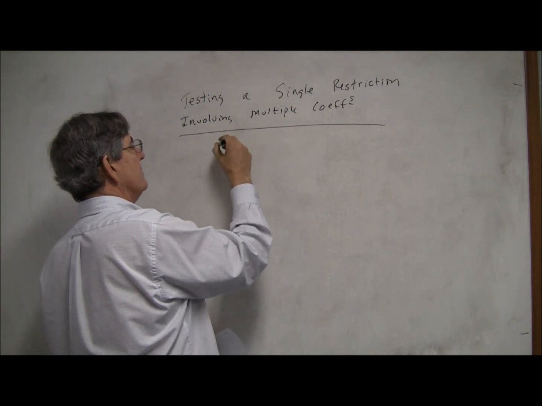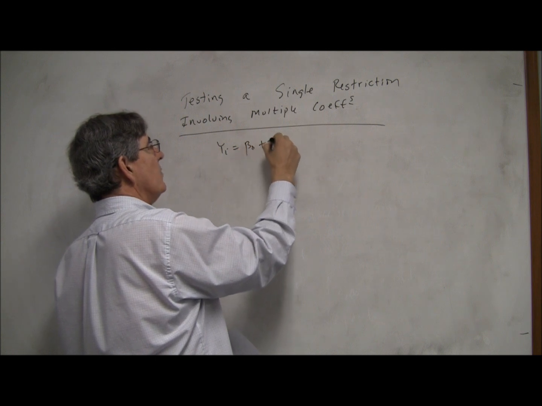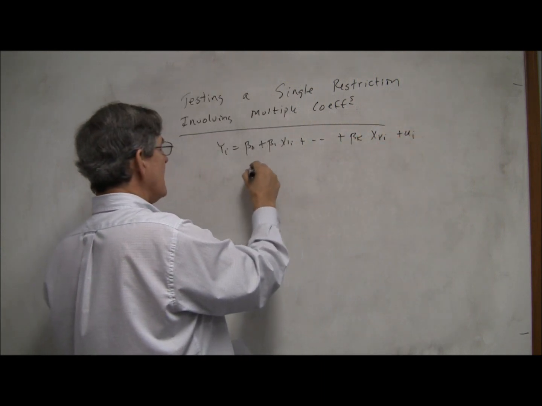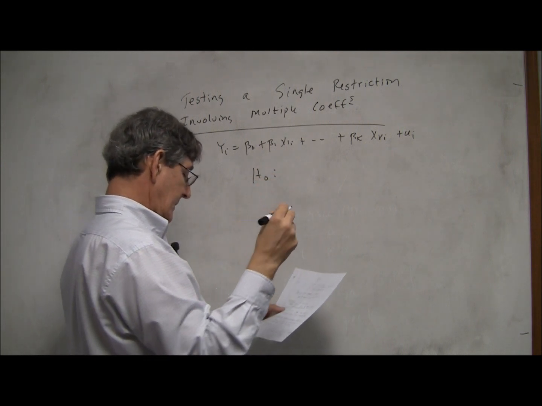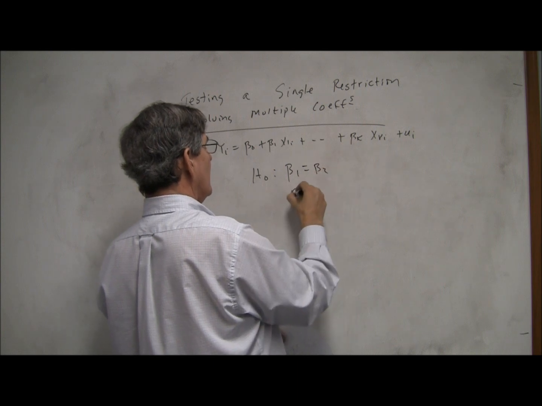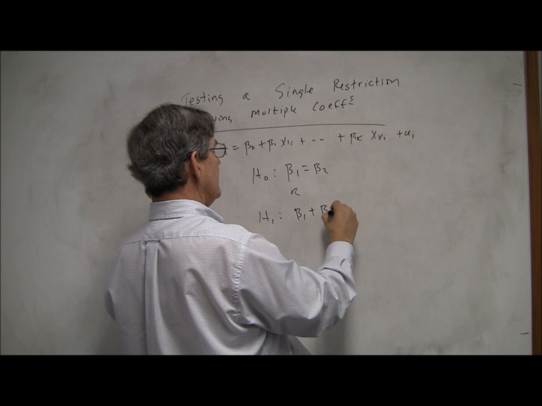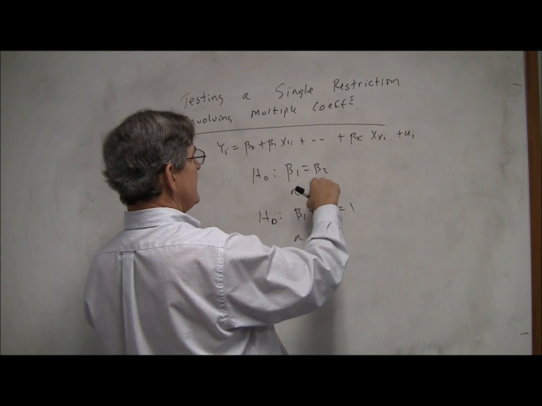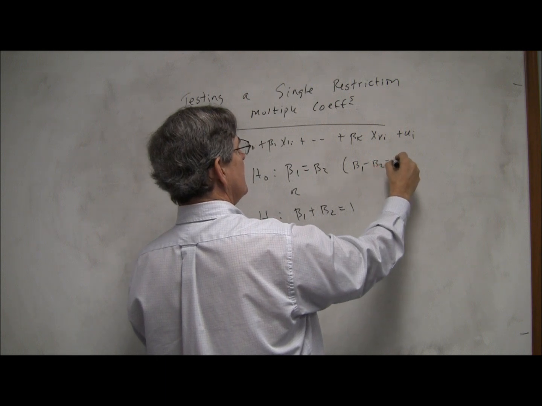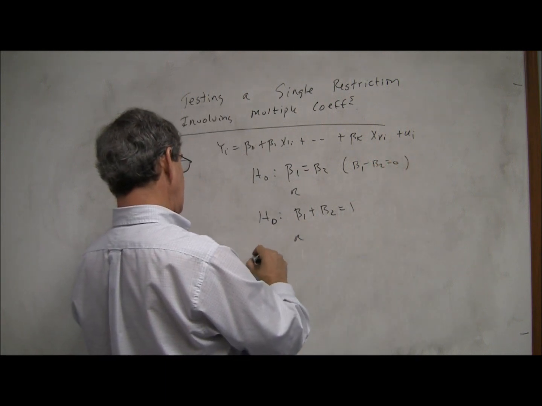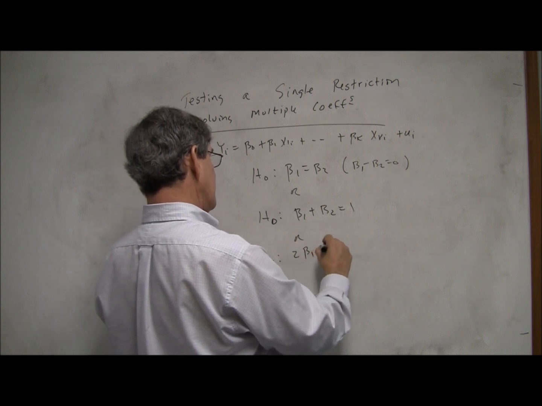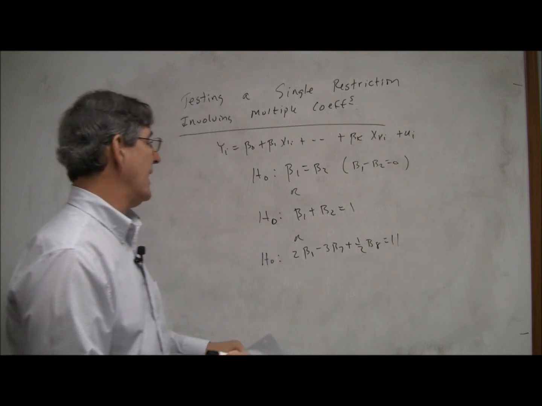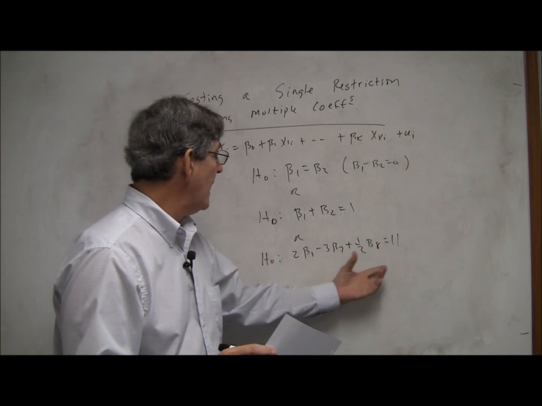So if we had a model like yi is beta 0 plus beta 1 x 1i plus beta k x ki plus ui, we're talking about hypotheses like beta 1 equals beta 2, or a null like beta 1 plus beta 2 equals 1, or beta 1 minus beta 2 equals 0. Or it could involve three of them, something like 2 beta 1 minus 3 beta 7 plus 1/2 beta 8 equals 11. So some single restriction about the coefficients.